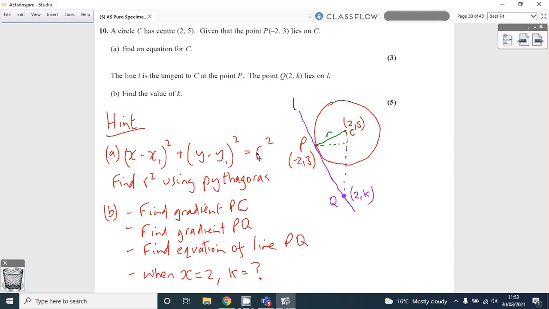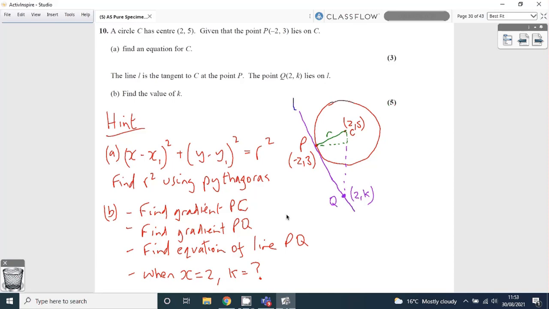Now for part B, again, I've added the purple bit to my sketch to help me gather my thoughts. So your process here is going to be, step 1, find the gradient of PC. Well, that's easy enough, just y step over x step. The gradient of the tangent, the line PQ, is then easy to find. Just flip it over, change the sign.